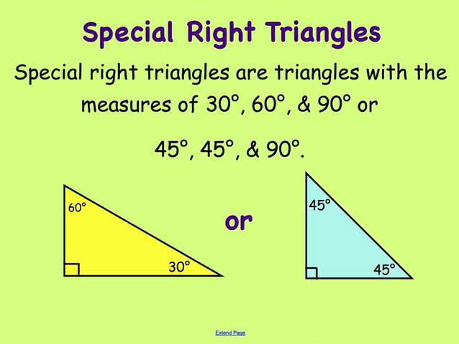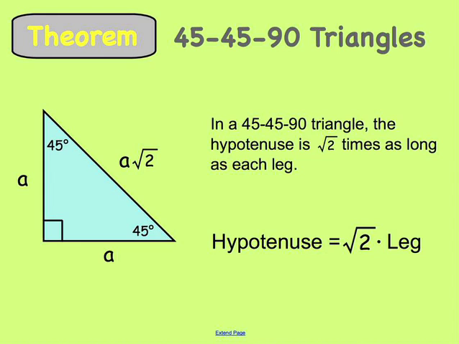Special right triangles are triangles with the measures of 30 degrees, 60 degrees, and 90 degrees, or 45 degrees, 45 degrees, and 90 degrees. And the reason why these triangles are called special right triangles is because there's a special relationship between the lengths of their sides.